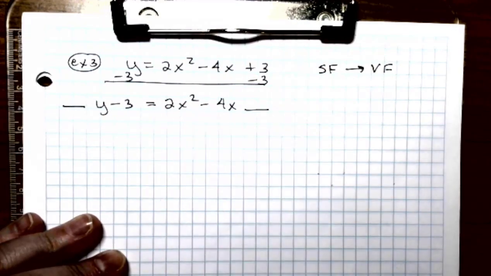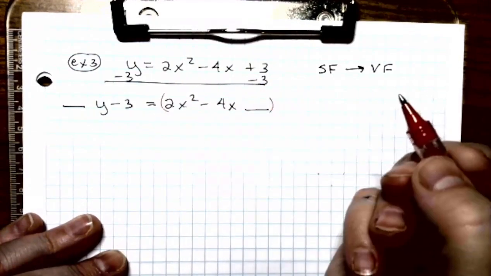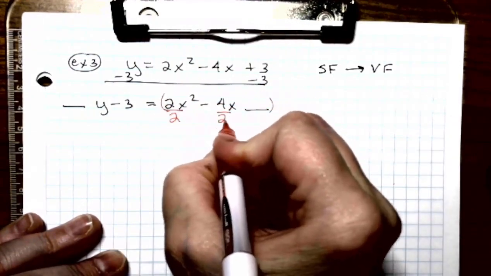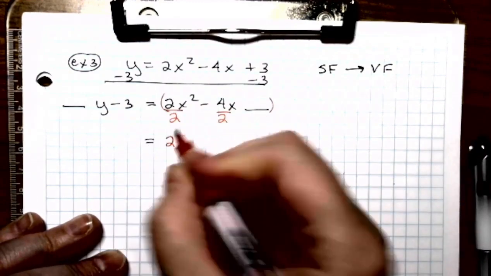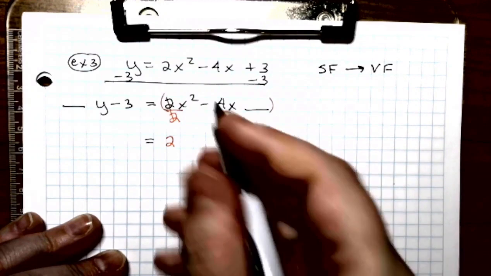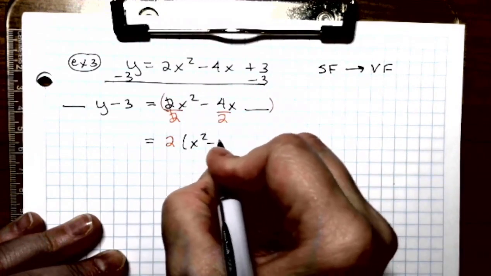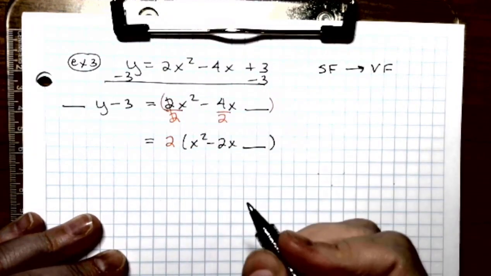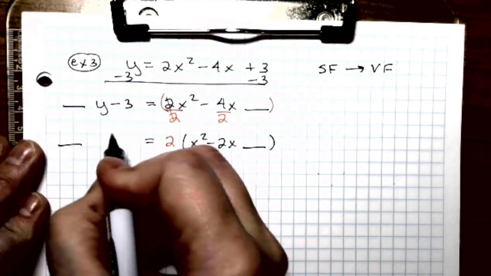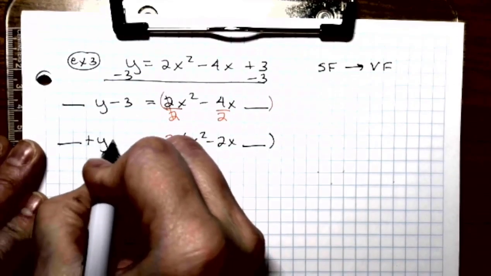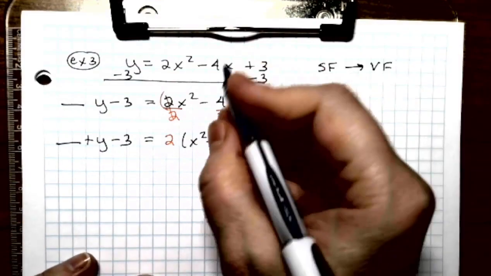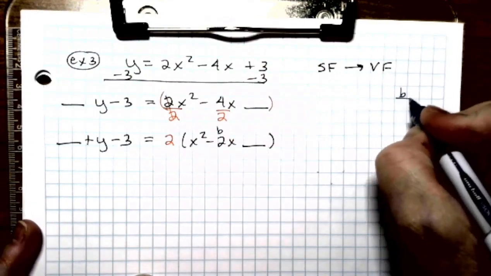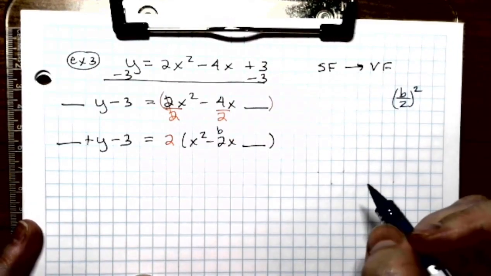Now, I do have a scalar, so we're going to need to take everything on the right side and divide it by 2. The 2 goes out to the front, and I'm left with x squared minus 2x, leave a space. Over here, I have a number I'm going to be adding in there, plus y minus 3. All right, now it's time for our magic formula. Our b value is a -2. So we're going to go (b divided by 2) quantity squared.